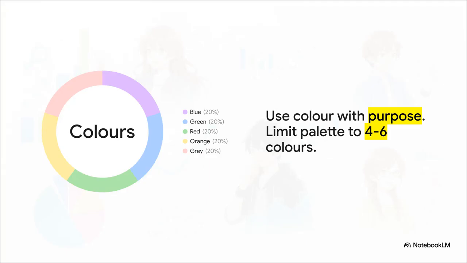Now, what's really interesting about this slide is how we approach color. Color should never just be decoration. It has to be used with absolute purpose. You should really limit your palettes to maybe 4 to 6 colors, and every single one of them needs a strict assigned meaning. Think blue for general information, green for success, red for warnings, orange to grab attention, and gray to just quietly push non-essential data right into the background.